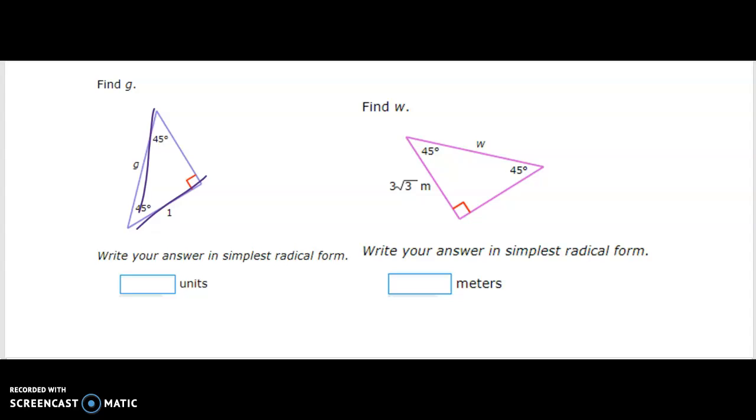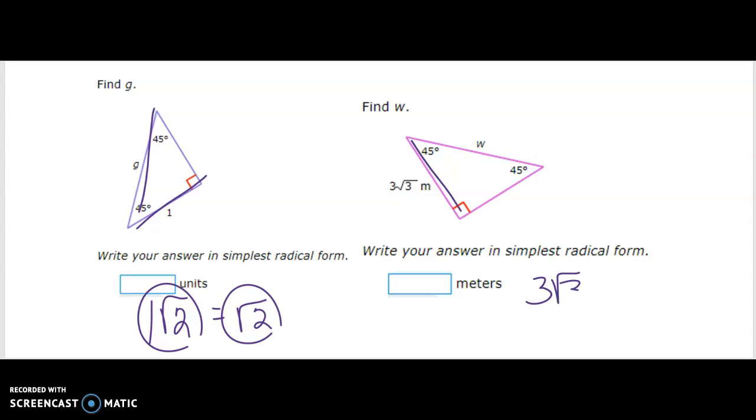If this is 1, this is 1 square root of 2, or just square root of 2. If this is 3 square root of 3, then I'll multiply by square root of 2. 3 times 2 is 6. That does not simplify it out. So it's 3 square root of 6.